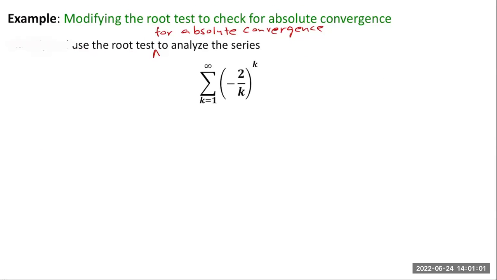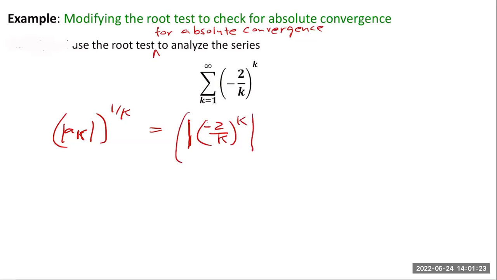Okay, so this whole thing is my a_k now. I'm going to find the absolute value of a_k to the power 1 over k. This is going to be equal to the absolute value of (minus 2 over k) to the power k, whole thing to the power 1 over k. This is going to be equal to minus 2 to the power k, pardon me. You get rid of the minus power, 2 to the power k, when you take the absolute value, of course.